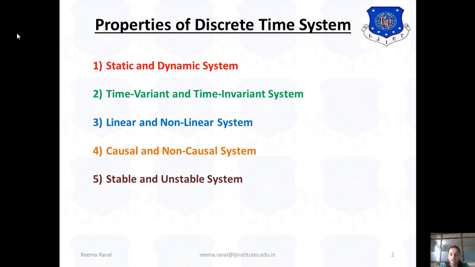Now in today's lecture we are going to see some examples based on this. In an example, you may be asked to find any one of these properties, or you may be asked to find all of these properties for the discrete time system. So first, consider the first example.